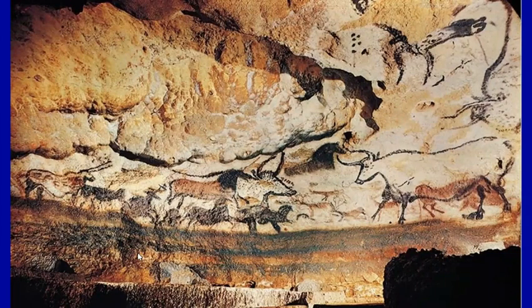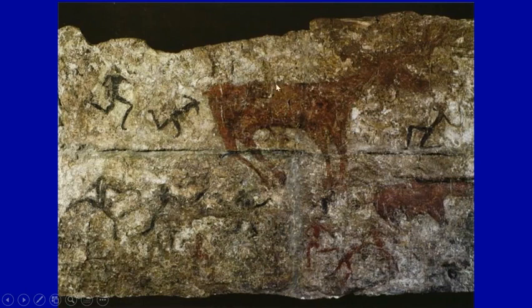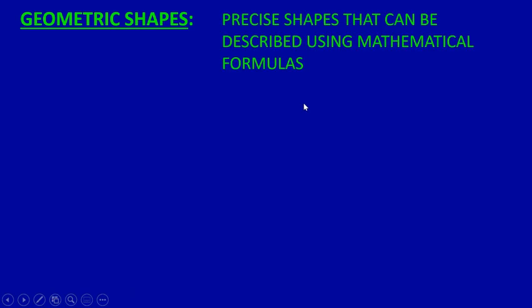And in these Paleolithic paintings, you can see a lot of outlines of these animals, but you can also see some silhouettes in there too. The Neolithic figures all have silhouettes.